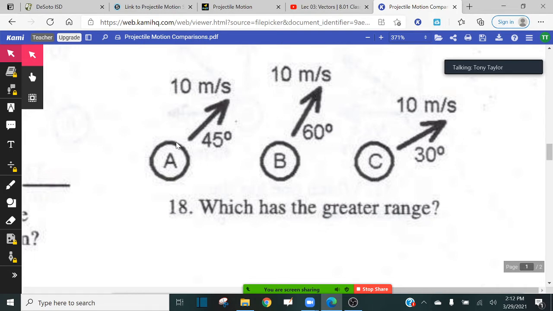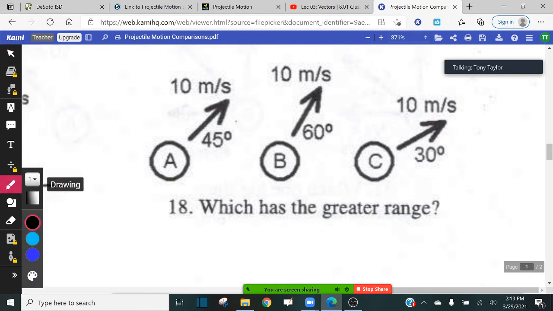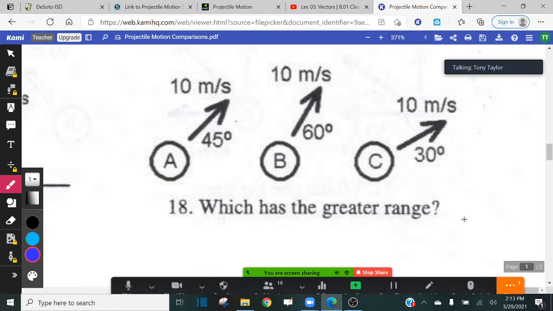Notice in every situation, we launch a projectile at the same velocity. So they're all launched at a speed of 10 meters per second. However, they're launched at different angles. One is launched at 45 degrees, one is launched at 60 degrees, one is launched at 30 degrees. Someone tell me, which one do you think will produce the greatest range? The one launched at 45, the one launched at 60, the one launched at 30. Can y'all tell me in the chat box?